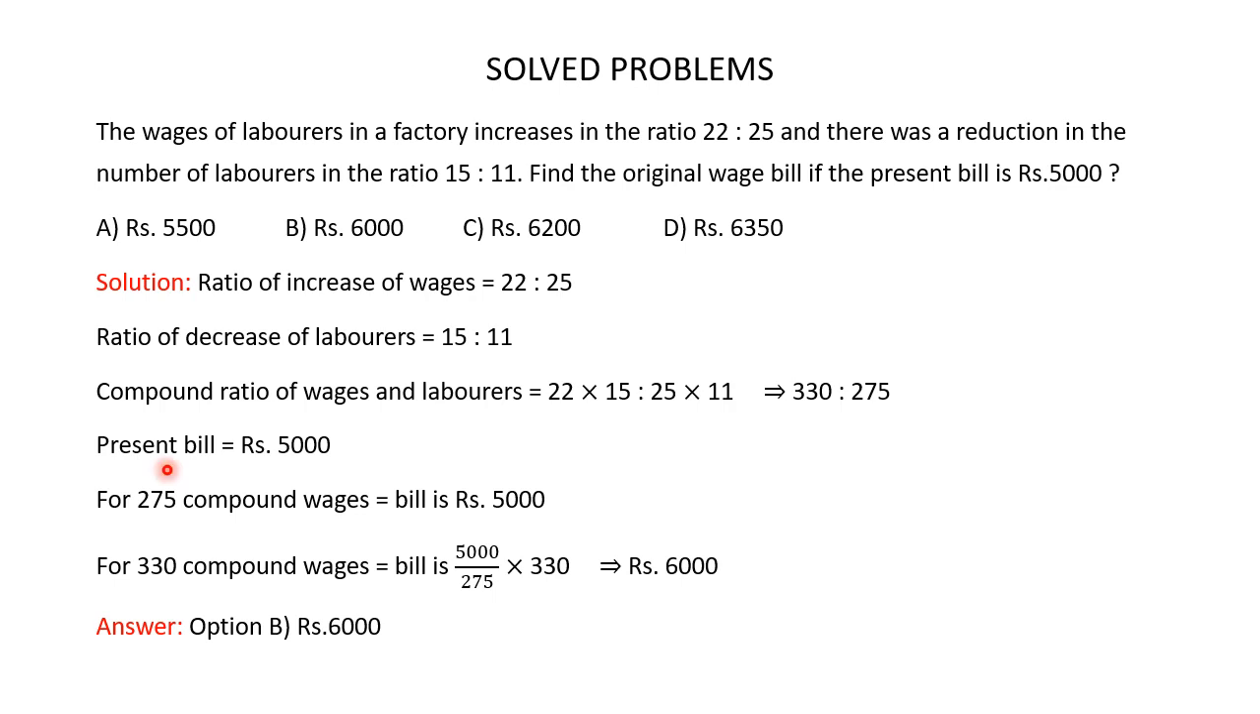Now it's given that the present bill is rupees 5,000. So for 275 compound wages, bill is 5,000 rupees. So for 330 compound wages, bill will be 5,000 divided by 275 multiplied by 330, which is nothing but rupees 6,000. So the original wage bill is rupees 6,000 and the correct answer is option B, rupees 6,000.